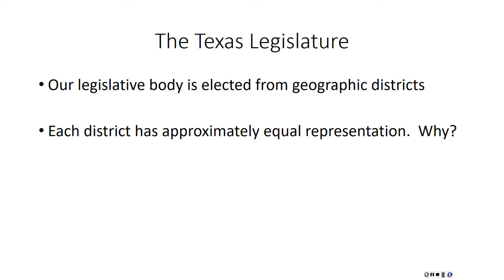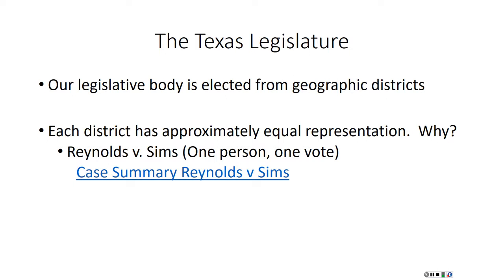Why? Well, there was a court case called Reynolds versus Sims, and the holding or the idea is one person's vote is supposed to equal another person's vote in strength. So what the Supreme Court decided is that each district had to have approximately the same number of people. Well, you're probably sitting there saying one vote is one vote. One equals one. How is this not the same?